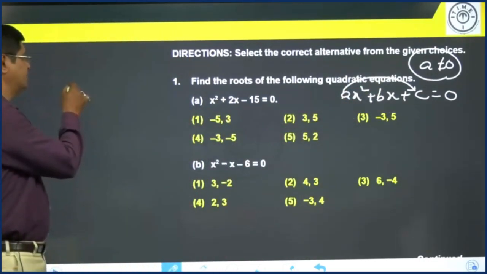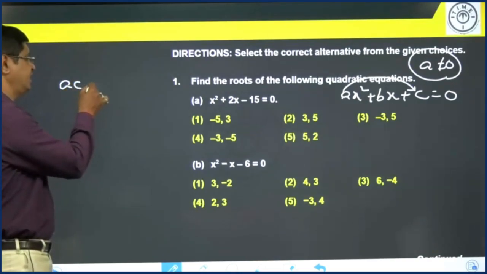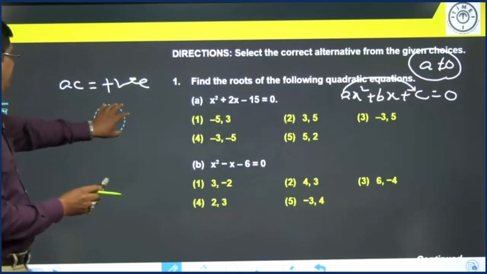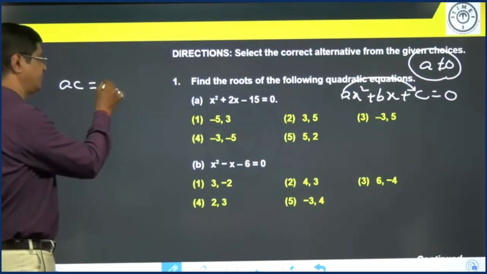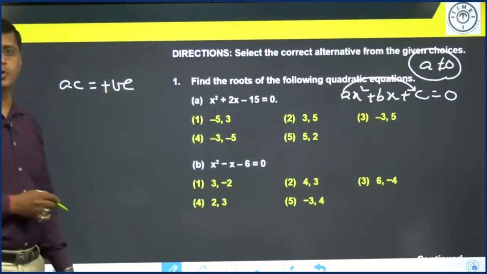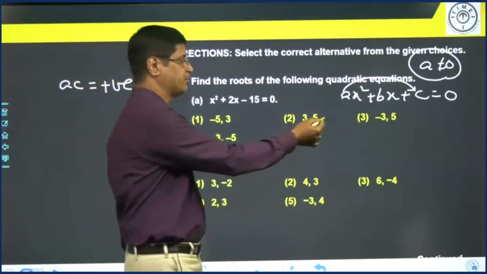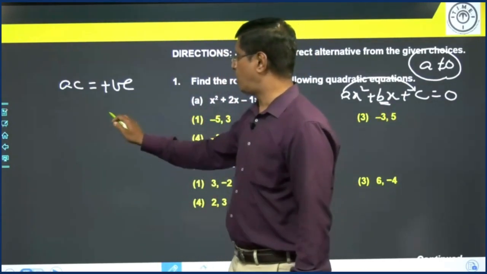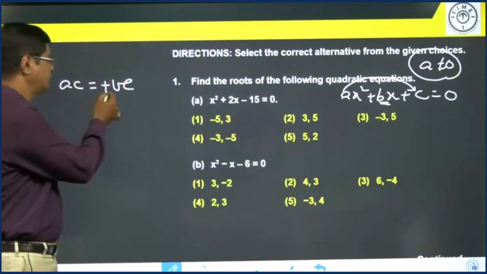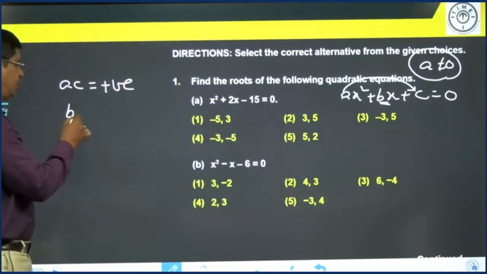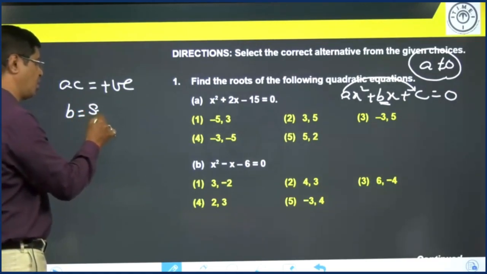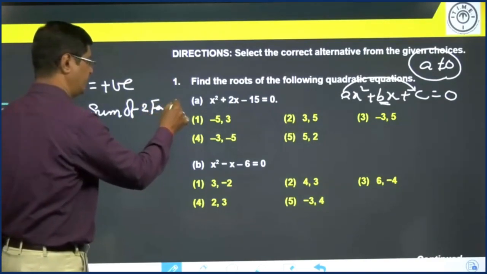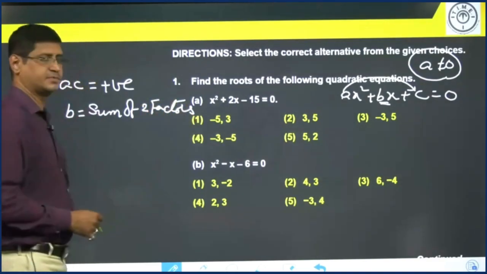When you are multiplying a and c, if the product of a and c is positive, then the middle term, that is b, will be the sum of 2 factors. I will write here: a into c is positive, then b is the sum of 2 factors.